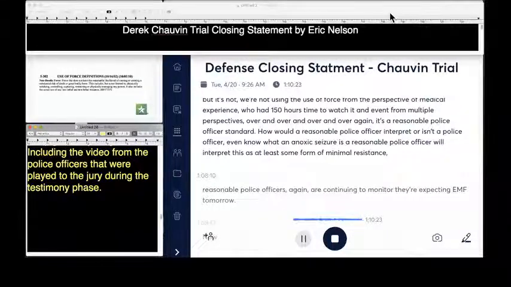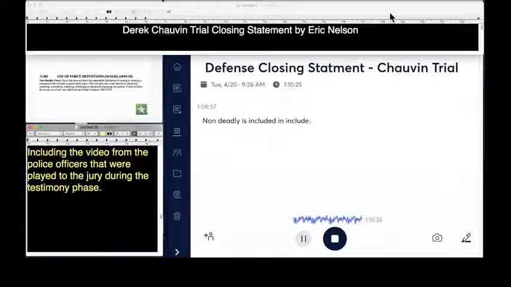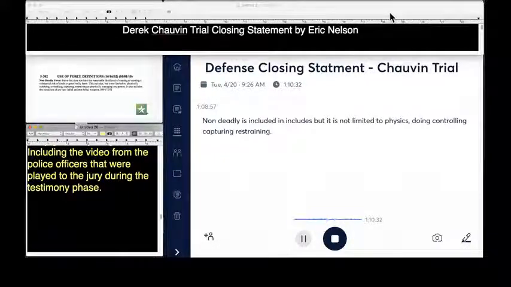Non-deadly force is included. It includes, but is not limited to, physically subduing, controlling, capturing, restraining, or physically managing a person. These are the policies of the Minneapolis Police Department.